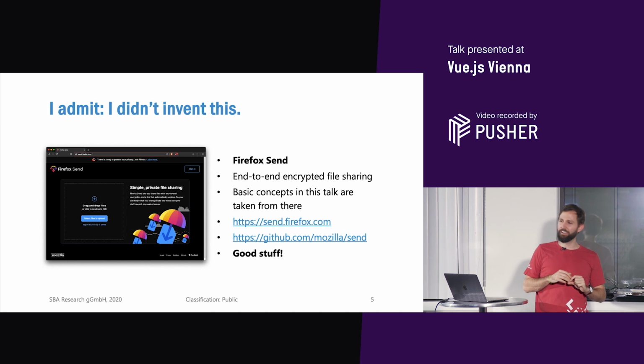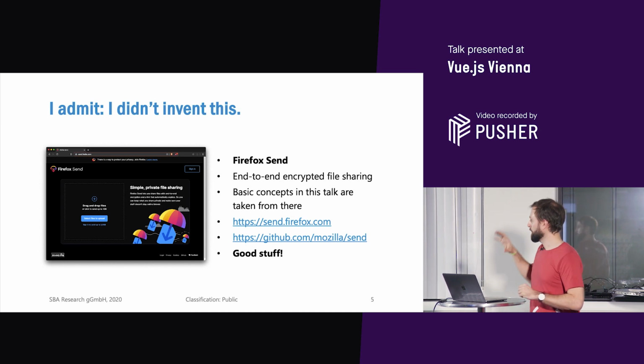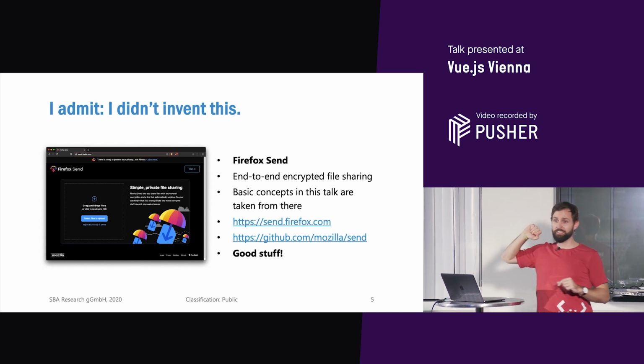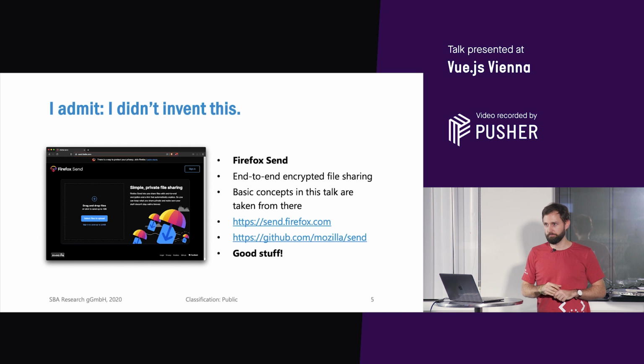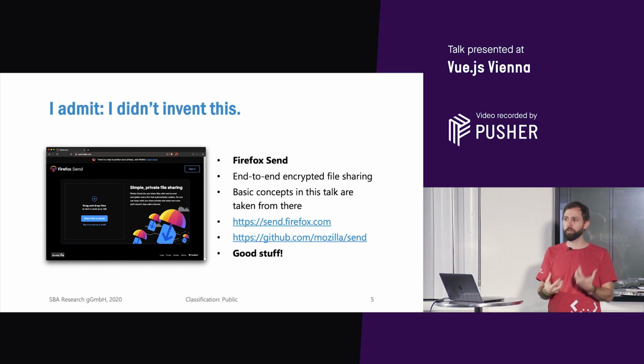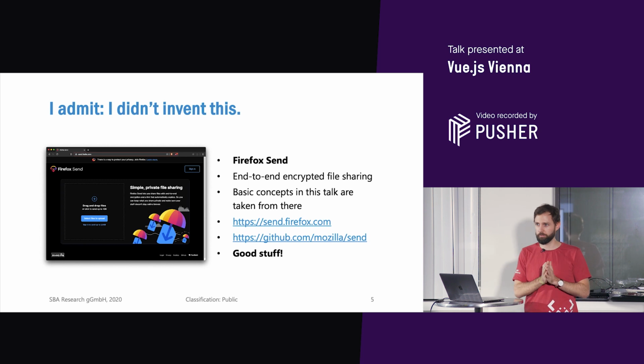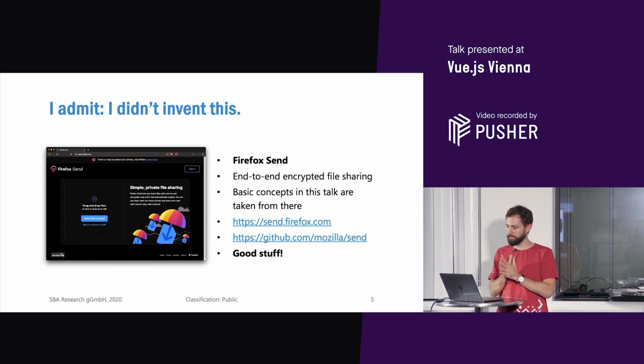I have to admit, I didn't invent this. There's a web application called Firefox Send, which is very cool. You can use it to exchange files with other people. They use end-to-end file encryption for this purpose. And the basic concepts that I'm going to present in this talk are taken from there. So if you want to have a look at a working example source code, you can have a look at this source code because it's basically the same concepts. You can reach it under send.firefox.com. It's really good stuff. So if you want to share stuff securely with your peers, use this.